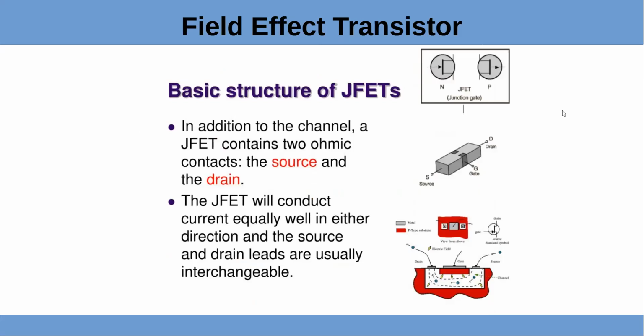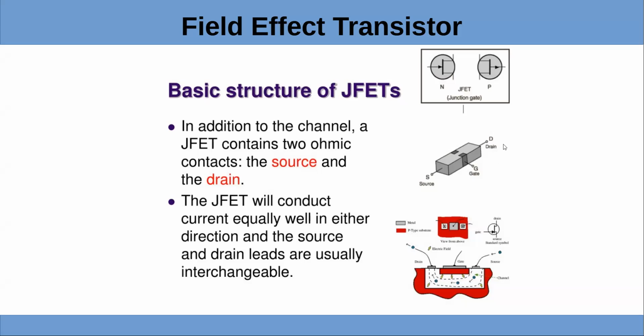So if we look at a basic JFET, the difference between the N and the P is the direction of the arrow over on the gate. And you remember that the arrow always points away from the positive. So it points to the negative. Easy way to remember. Okay.